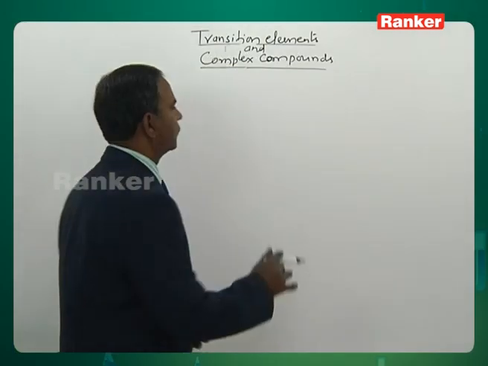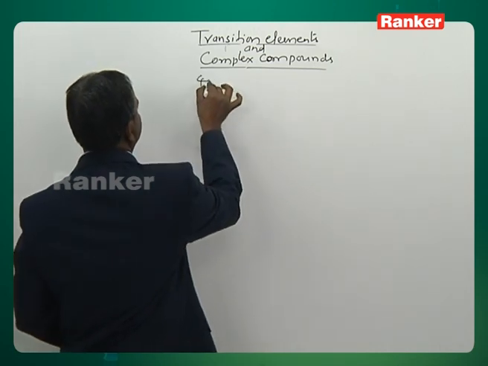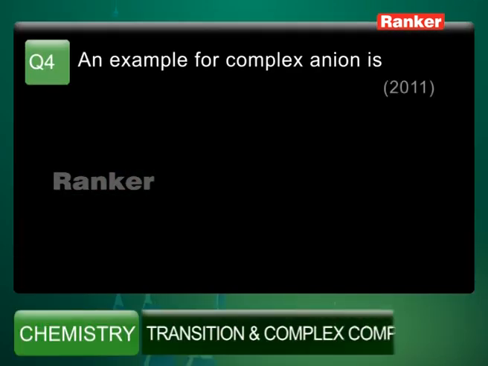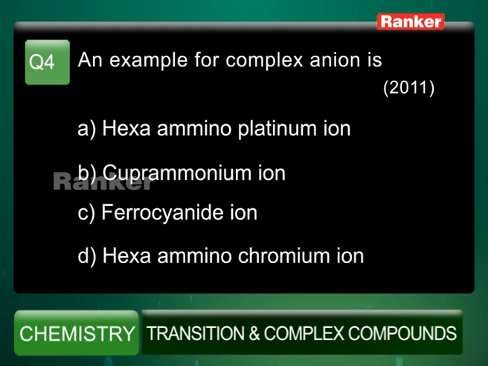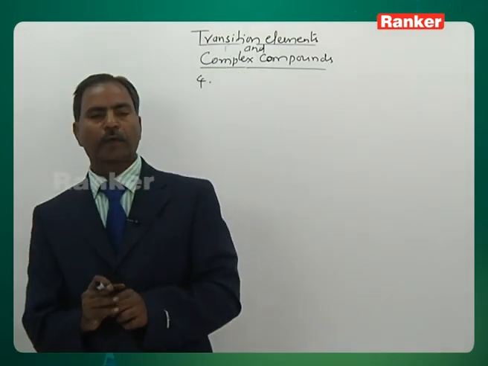Question number 4. An example for the complex anion is asked. The bracket part should be anionic. Coming to option A, hexaammine platinum ion. B, cuprammonium ion. C, ferrocyanide ion. And D, hexaammine chromium ion.